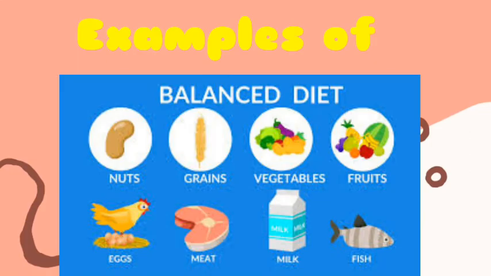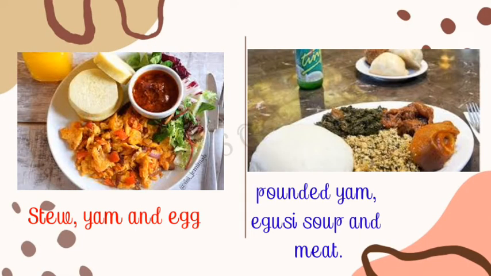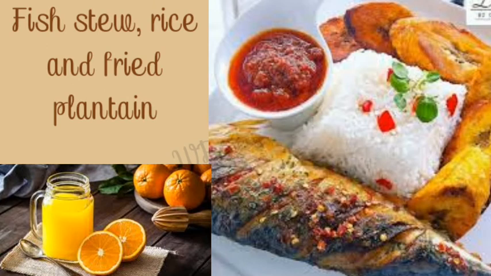Now let's look at the examples of balanced diet. There are lots of examples. Let's look at some of these examples. The first we have here is stew, yam, and egg. It is a wonderful combination. Then we also have pounded yam, egusi soup, and meat. This is also a balanced diet. Then we have fish stew, rice, and fried plantain, which is called dodo. And after eating it, you can take it with orange juice. This is also a balanced diet.